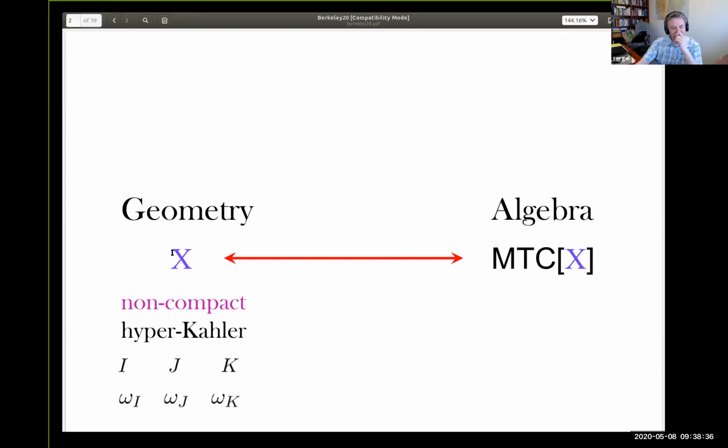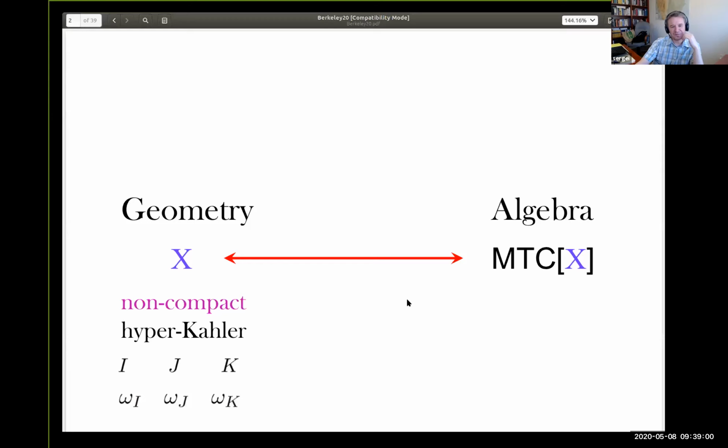If you want to study this correspondence between geometry and algebra, on the algebraic side, tensor categories, we can just say that these modular tensor categories, MTCs, will be labeled by X. So that's a slight refinement of it. Sometimes I may call it on the algebraic side MTC of X.